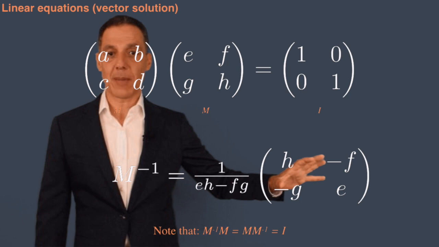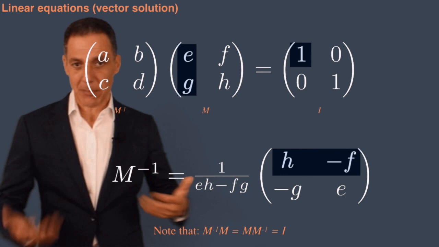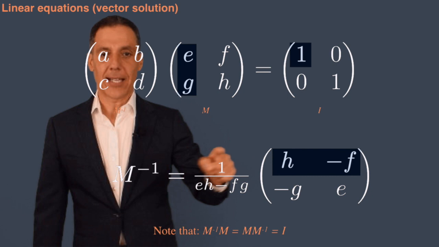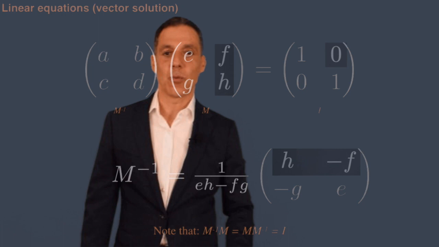And just to practice matrix multiplication, let's go ahead and do that. So this is now on the left-hand side. So we take this row times this column. So that's EH minus FG. That's, of course, just the determinant. So when we multiply it by the reciprocal of the determinant, we get a 1.